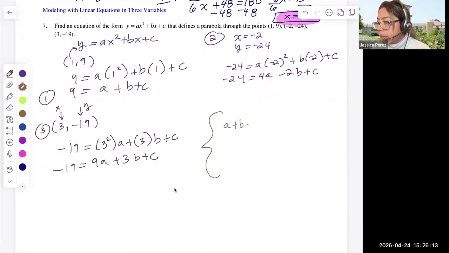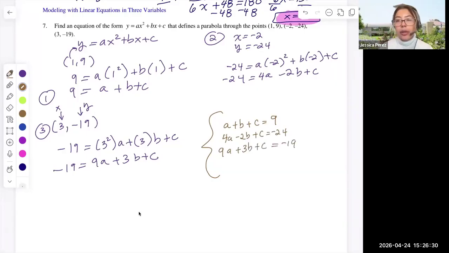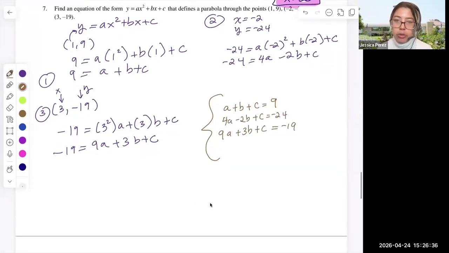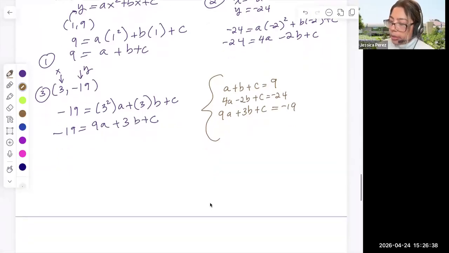a plus b plus c is equal to 9. Then I have 4a minus 2b plus c equal -24. And lastly, 9a plus 3b plus c equal -19. Now this becomes a system of equations. And what I'm trying to do is eliminate a variable. So I'm going to decide to eliminate b.